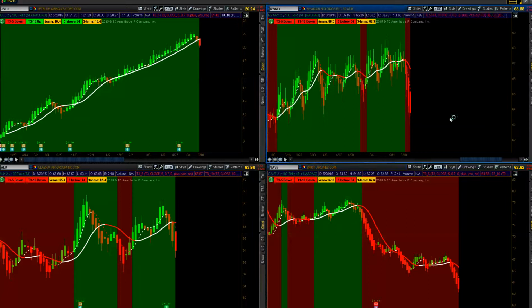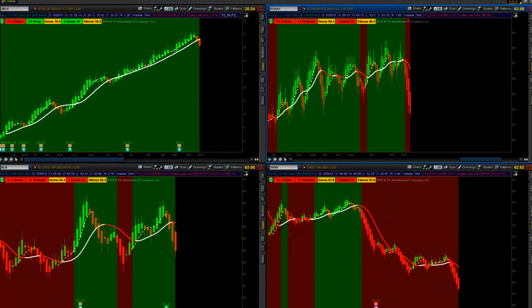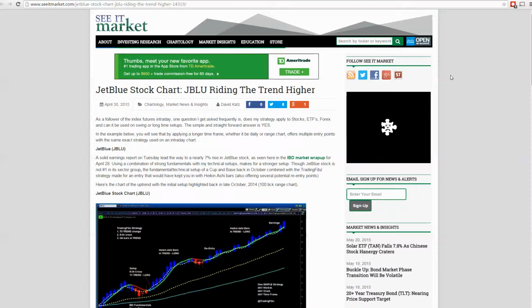Let's take a look at JetBlue, as JetBlue has had some phenomenal performance on the IBD. Go to their stock page where you can find more information about investing in JetBlue and its fundamentals. I wrote an article here at seeitmarket.com on JetBlue riding the trend higher.